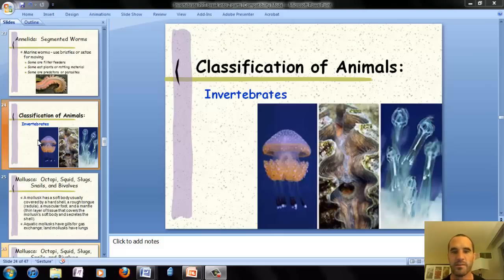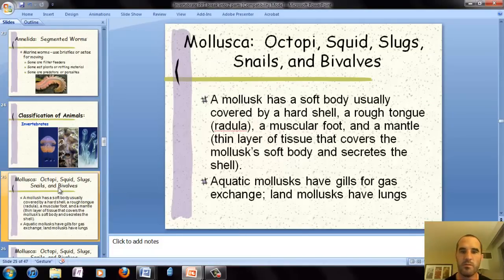Okay, so we're going to continue looking at invertebrates this evening, and we're going to get to some more complex examples of invertebrates. So to kick it off, we have Mollusca is the phylum, and it's composed of octopus, squid, slugs, snails, and bivalves. A mollusk has a soft body. Usually it's covered by a hard shell, so it has a hard outer shell, a rough tongue called a radula, and a muscular foot and mantle. Mantle is a thin layer of tissue that covers the soft body and secretes the shell. Aquatic mollusks have gills for gas exchange, and land mollusks have lungs.